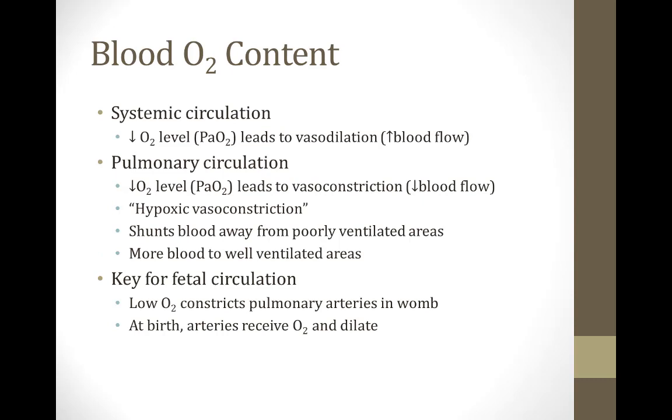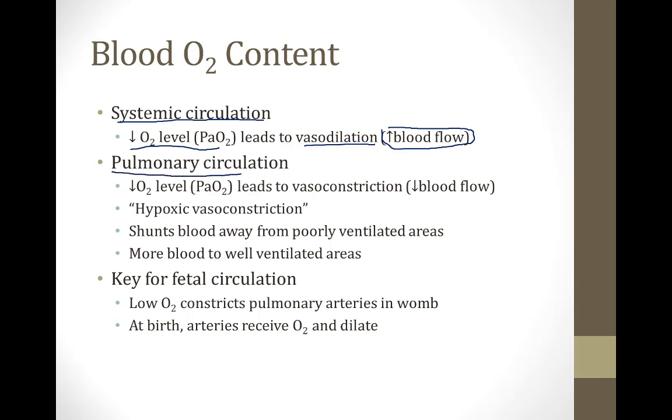It's important that you understand the effects of blood oxygen content on the pulmonary circulation. So in the systemic circulation, when you have a low oxygen level, this leads to vasodilation. The systemic circulation interprets a low oxygen level as insufficient blood flow, so they will vasodilate to increase the blood flow, and this is what keeps your tissues, like your muscles, from being deprived of oxygen.